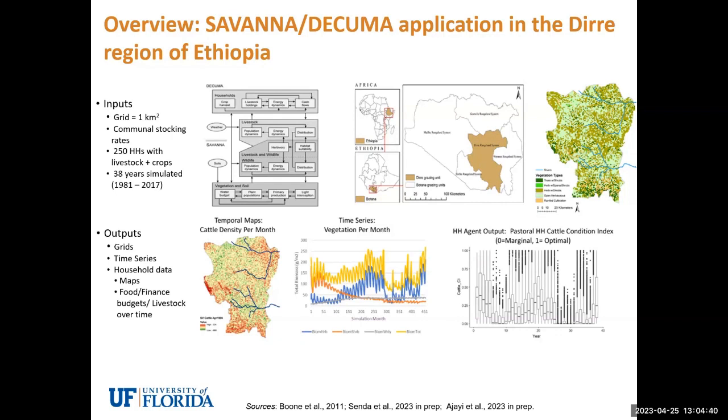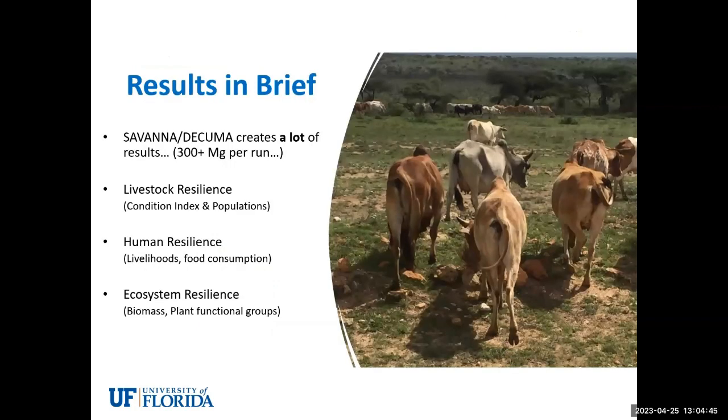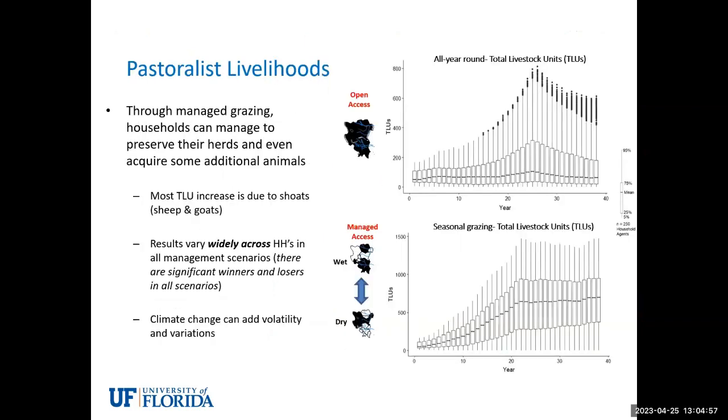And so we're building a paper from this. Hopefully it'll be out by the time you can read this or hear this. So the results in brief just give you an idea of what we looked at. For SAVANNA, we had about 300 megabytes of data per run. So you have a lot of R scripts looking at livestock resilience, human resilience, and ecosystem resilience.